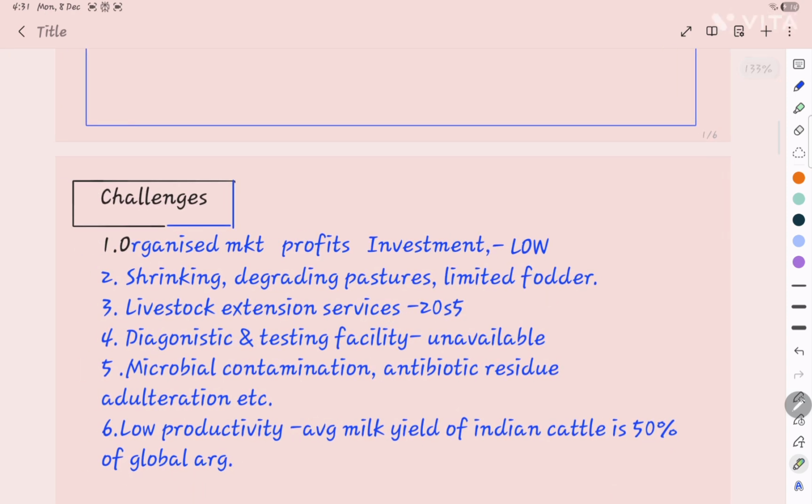Okay, it means the livestock sector gets only 4% of the total agriculture credit. It is very less, so we have to increase the agricultural credit for the livestock sector specifically.